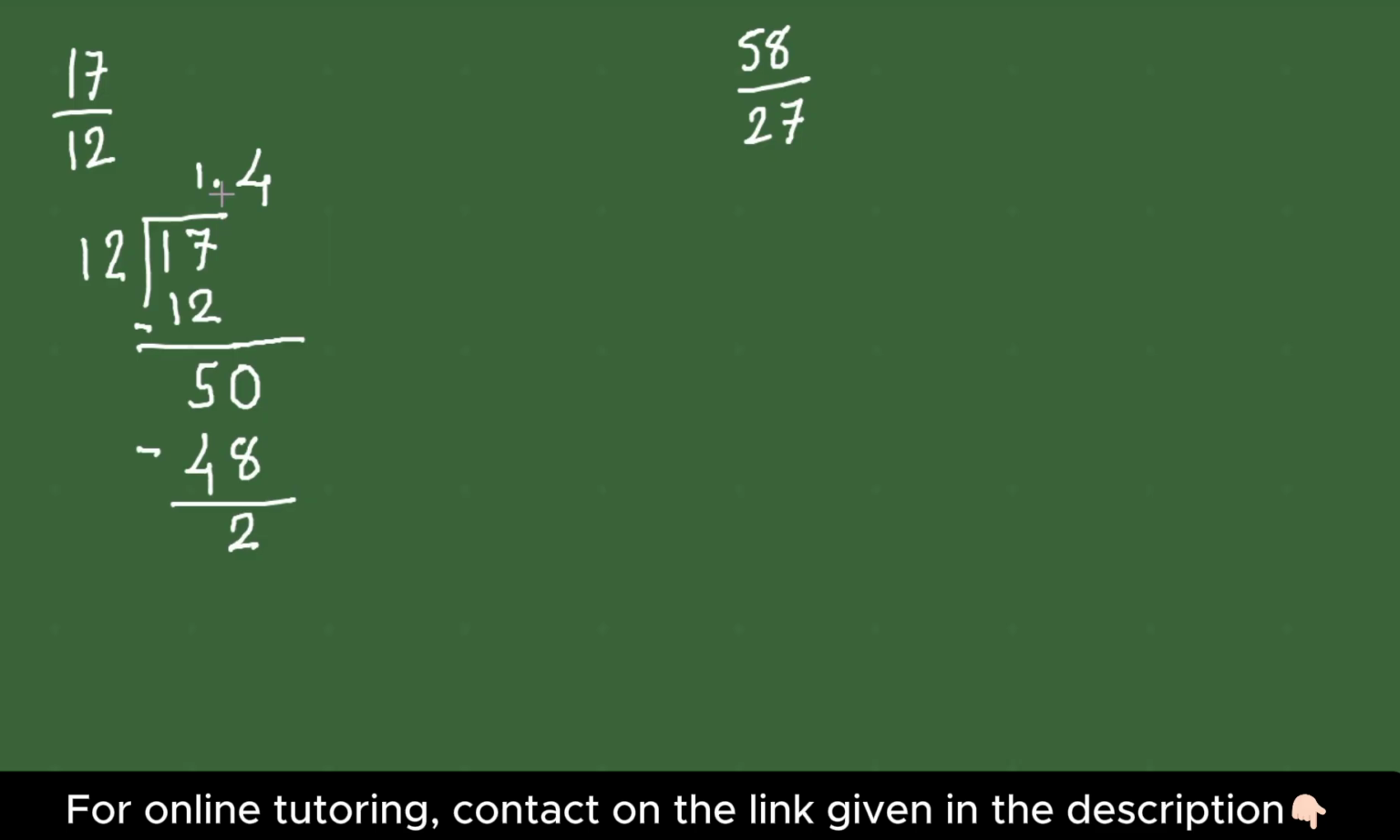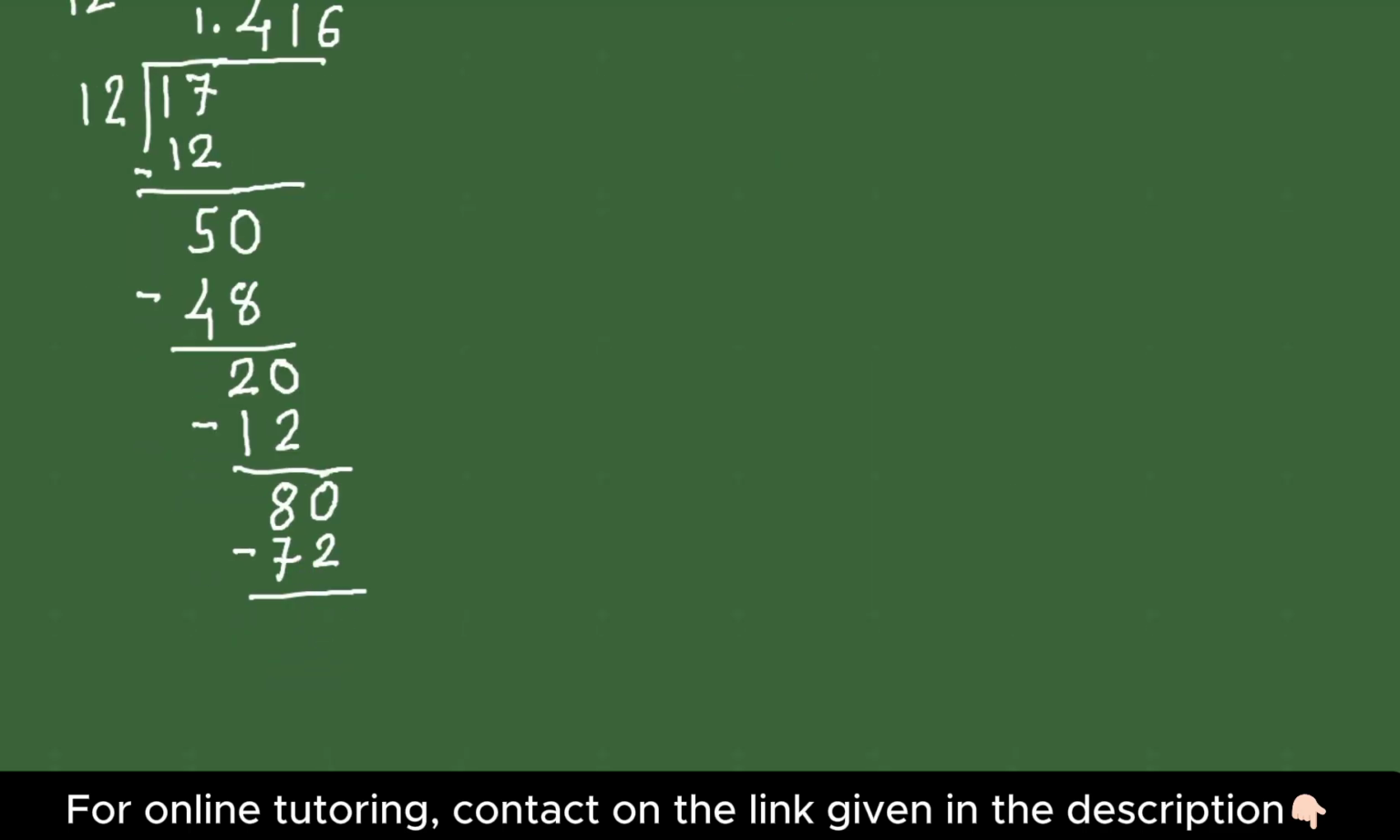We have already written a decimal point in our quotient, so we can put 0 after this 2. Now 12 goes once into 20 and 12 times 1 is 12 and 20 minus 12 is 8. Now we have already written the decimal point in our quotient, so we can write 0 here. Now 12 goes 6 times into 80 and 12 times 6 is 72 and 80 minus 72 is 8. We can write 0 here.